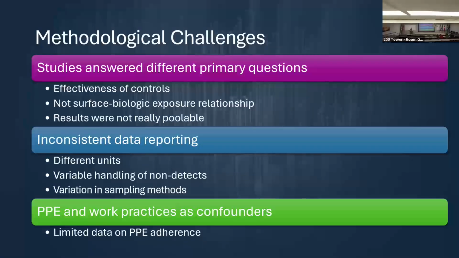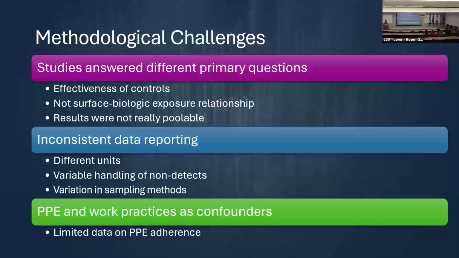But that variation also introduced error. And then additionally, it was noted that personal protective equipment and work practices were significant confounders when we're thinking about the difference between surface level contamination and absorbed dose. Because theoretically, we want to see our gloves, our ventilation, our PPE working to protect our employees.